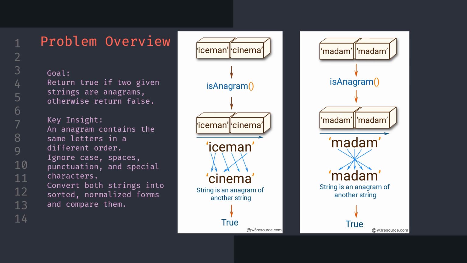Anagrams contain the same letters, but in a different order. For example, listen and silent are anagrams because they use the same letters. To detect an anagram, we need to normalize both strings by removing unnecessary characters and sorting the letters.